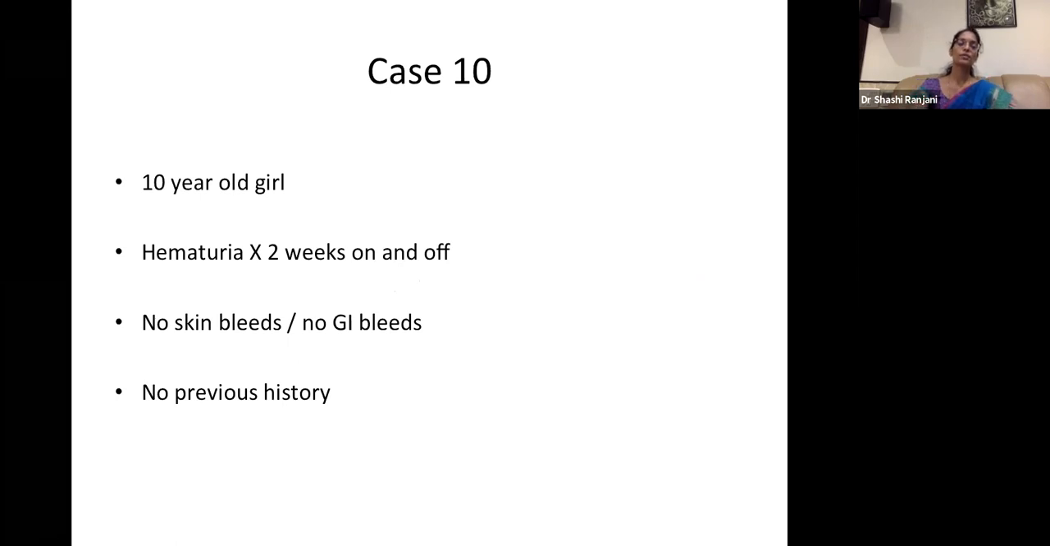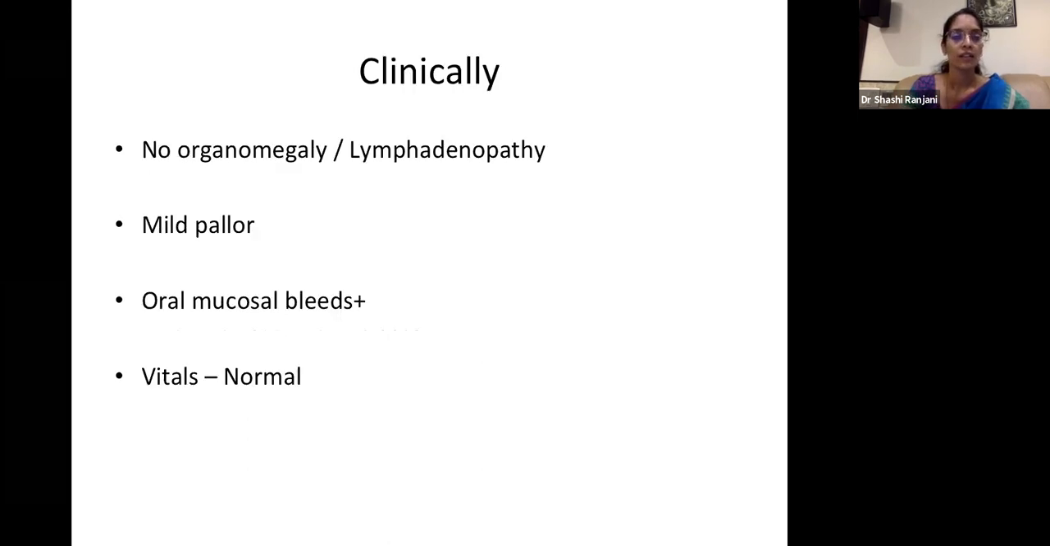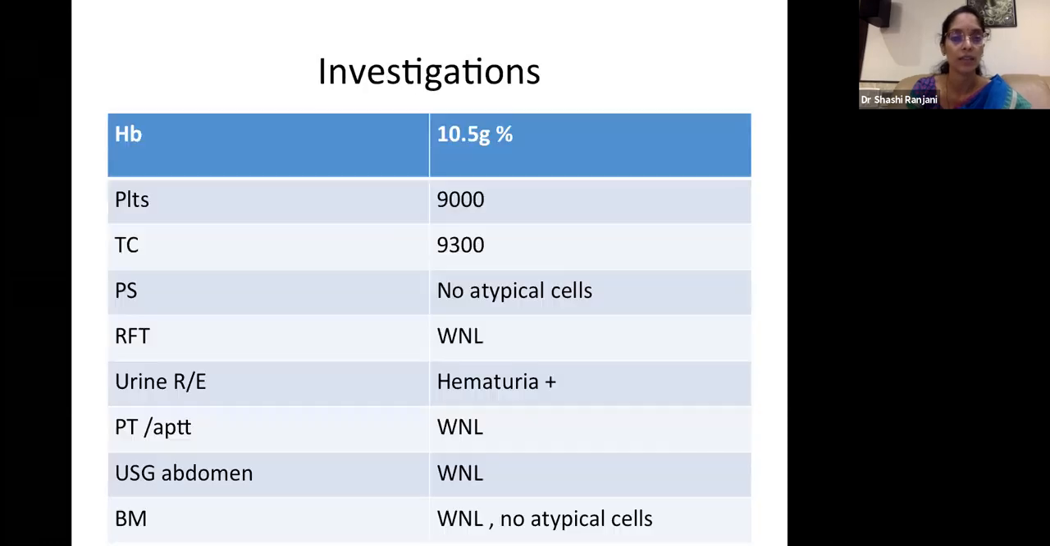So we'll come to the 10th case. This is a 10-year-old girl who came with hematuria for 2 weeks. It was on and off, but there was no other bleeding manifestations. There were no skin bleeds, no GI bleeds. There was no previous history. Clinically, there was no organomegaly, no lymphadenopathy, mild pallor, but she had mucosal bleeds and vitals were normal.